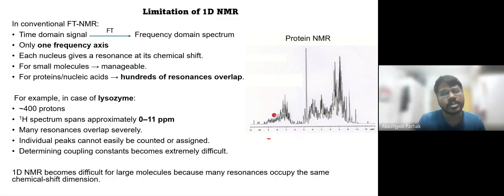But for large molecules like proteins or nucleic acids, which have hundreds of protons, the resonances will overlap with each other. As a result, we cannot assign the individual peaks separately. Also, determining the coupling constants becomes extremely difficult. So the overall message from this slide is that the 1D NMR experiment becomes difficult for large molecules because many resonances occupy the same chemical shift dimension.